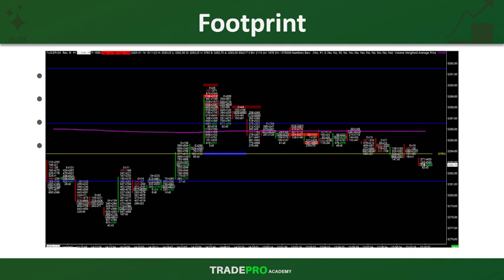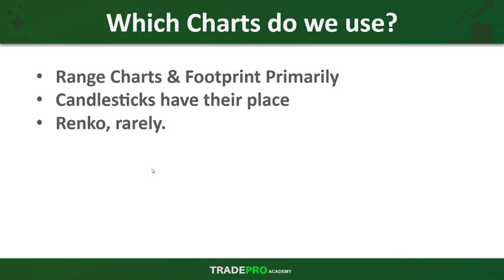Now, moving forward here, we want to identify which charts we use at TRADEPRO Academy. As we've been going through, I've mentioned a few here and there, but the range chart and the footprint are the cornerstone of everything we do at TRADEPRO Academy. Candlesticks do have their place, and Renko's on rarely if you're in a trade looking for the momentum, but the cornerstone chart that we like to use at TRADEPRO Academy is going to be the range chart because we love market structure.